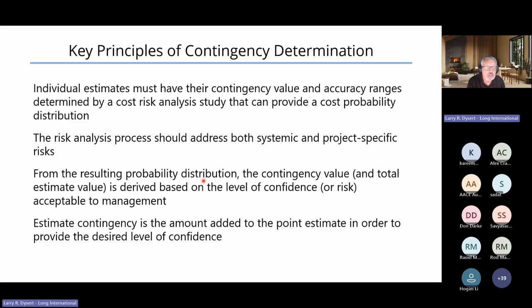But there may be some projects where management decides to actually fund at a higher p-value, P70 or P80, because for that particular project, to meet their level of risk tolerance, they want to fund at a 70% probability of underrun or an 80% probability of underrun. But in either case, contingency or risk funds is simply the value added to our point estimate to reach that desired level of confidence of underrunning our estimate.